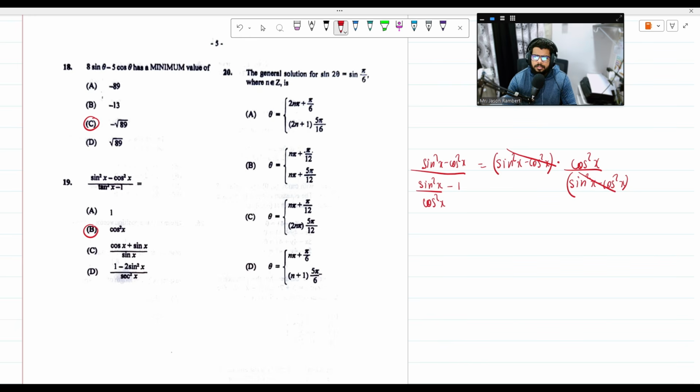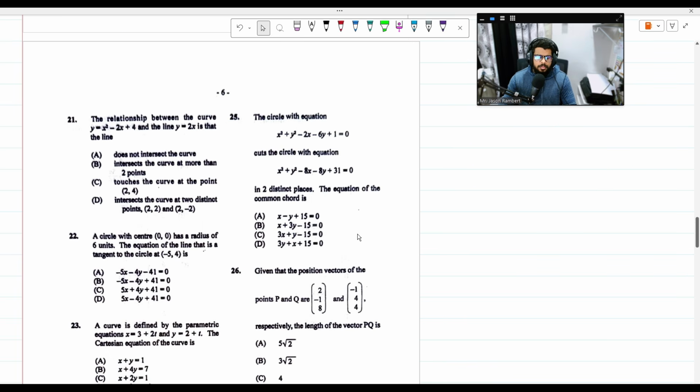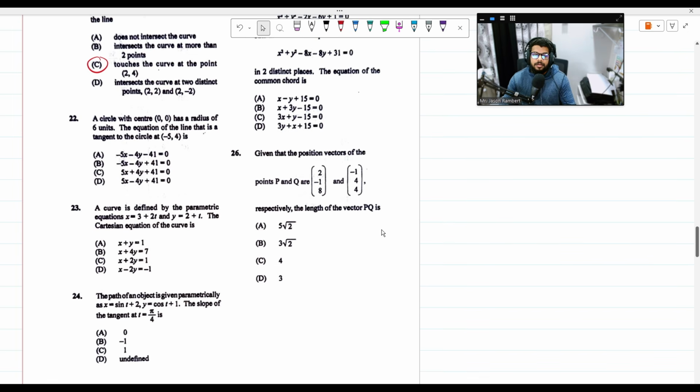Number 20 is going to be B. 21, this one was a tangent, so it touches the curve at the point 24. So again, you could watch the answers, and I watch the question and know what the answer is. You could kind of get the answer from the question, from the answers. All right, for this one here, we did do this question just now.